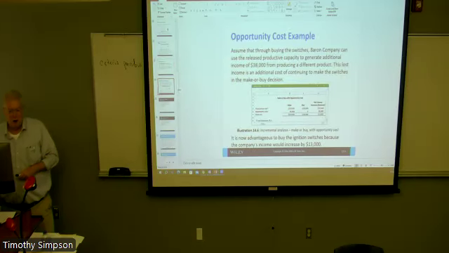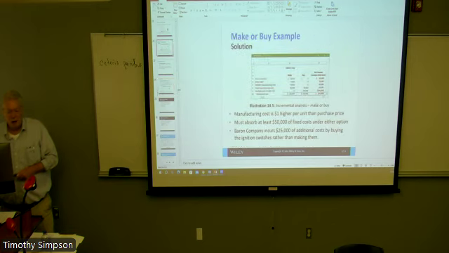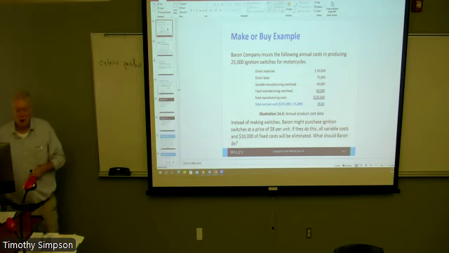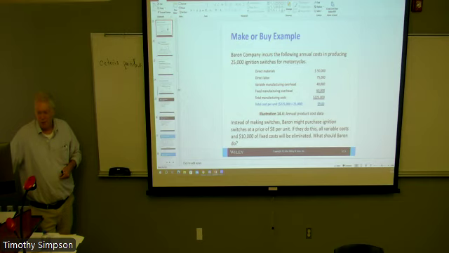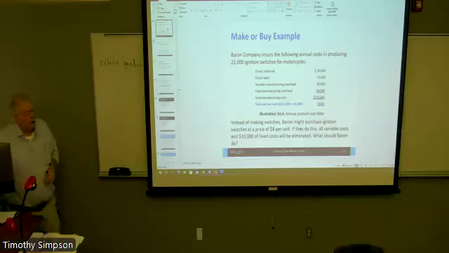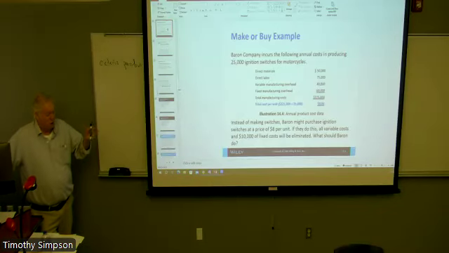So we talk about an opportunity cost example. The parent company can release the productive capacity to generate an additional 38,000 from producing a different product. So we go back to the example where this is a company that makes ignition switches at a price of $8 per unit. And we decided that it doesn't make sense to farm this out. By the way, this is going to be a recurring theme throughout this module, where the company has to decide, do we produce it or do we buy it? It's a make or buy kind of scenario.